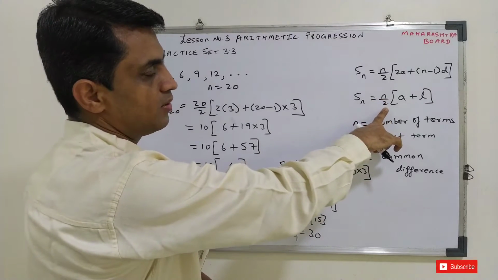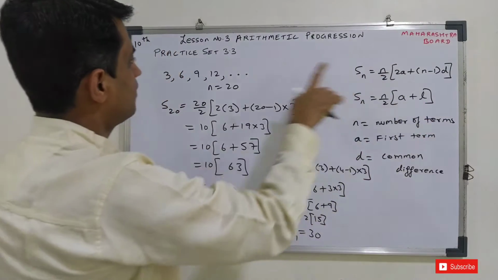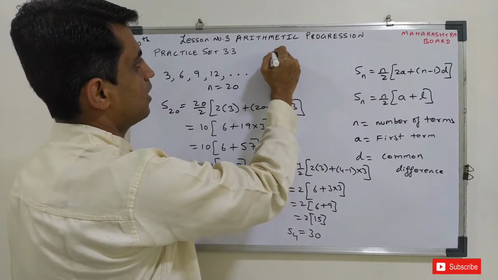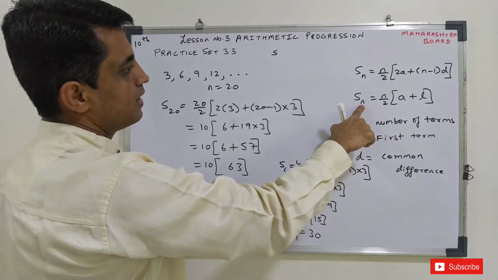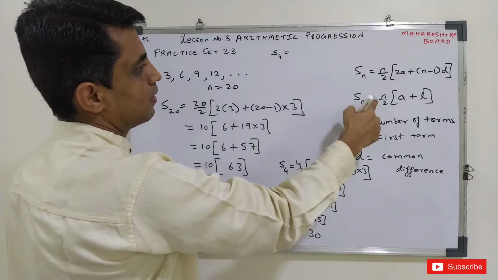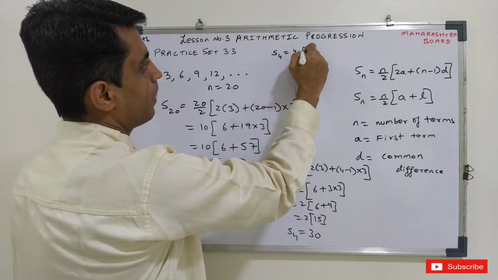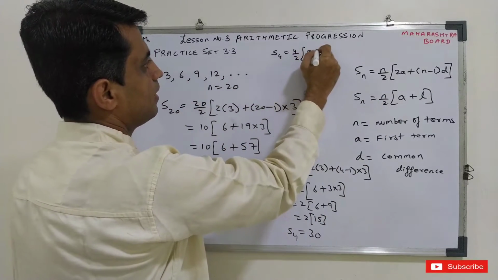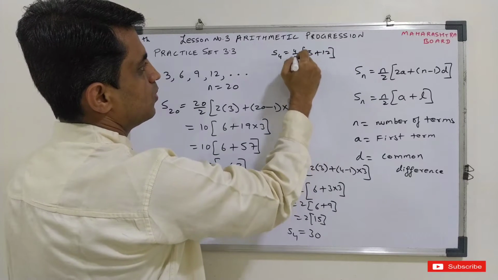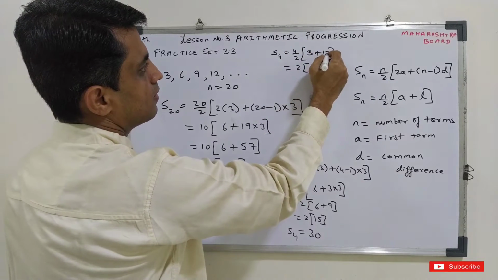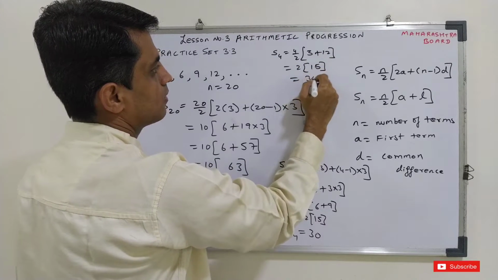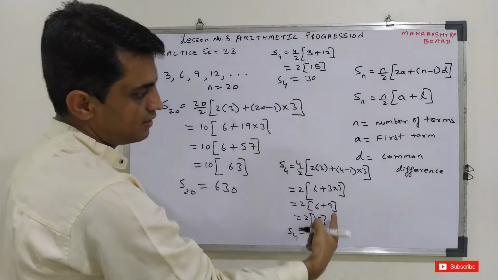This formula also you can use, but you should know the last term. Now here the last term is what? 12. So let us solve here with this formula. S4, what is n? The 4th term, 4 terms we know. 4 upon 2, a, what is our a? 3 plus what is our last term? 12. So this will give you 2 into 15, and what is 15 into 2? 30.